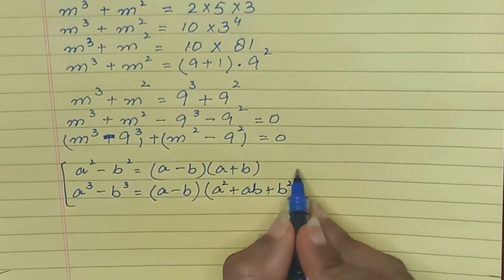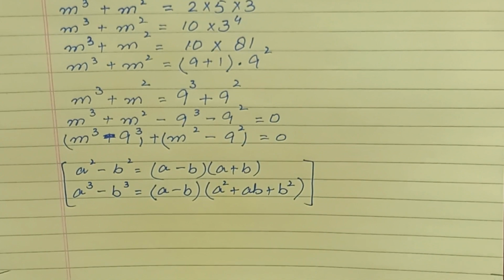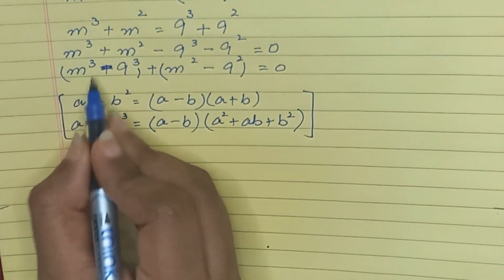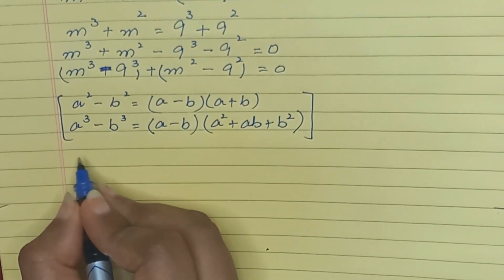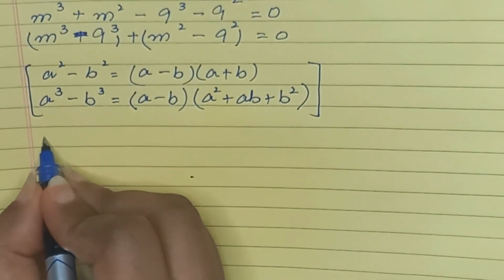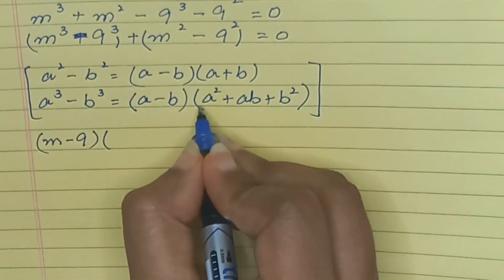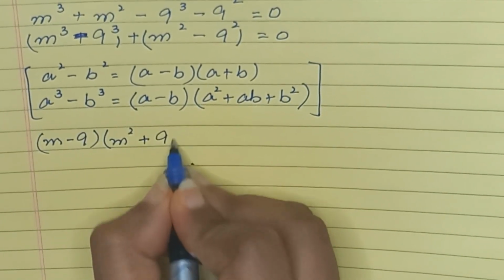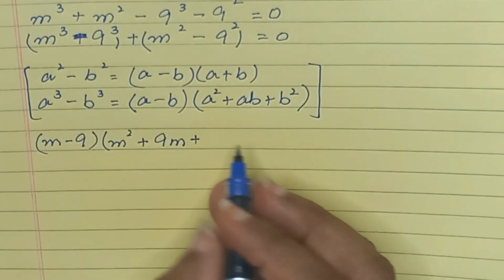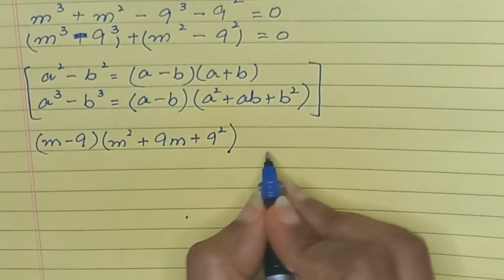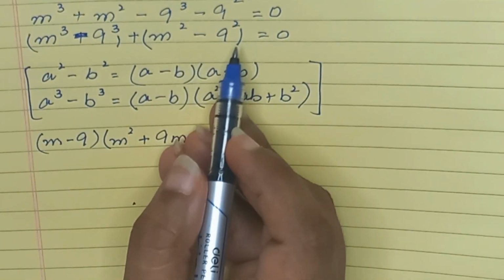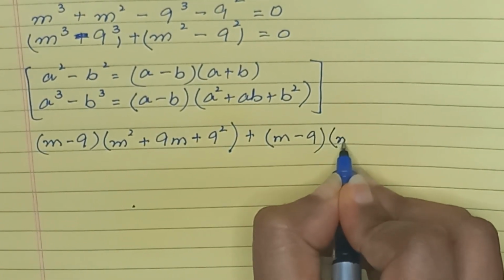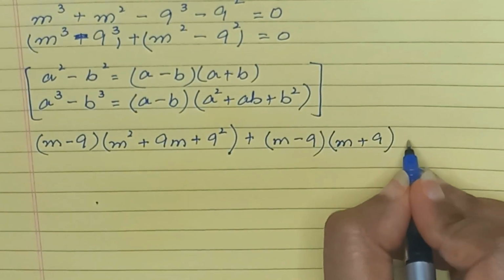Now we will use these formulas in the above equation. Here we have a equal to m and b equal to 9, so a minus b means m minus 9, and a square plus ab plus b square means m square plus 9m plus 9 square, plus a square minus b square is equal to a minus b, a plus b, so it will become m minus 9, m plus 9, and this full equation is equal to 0.